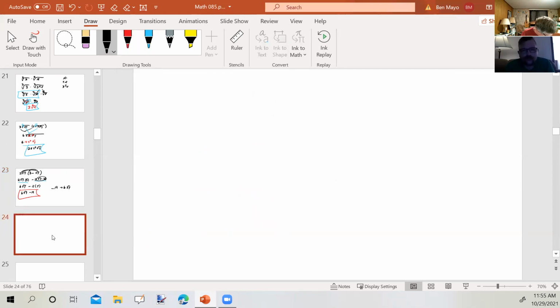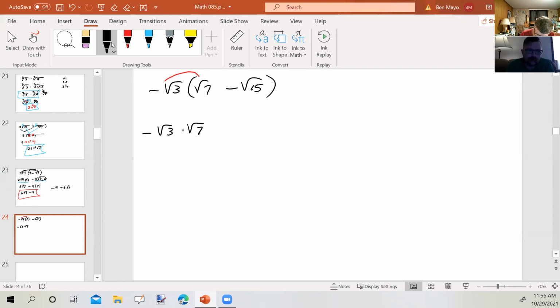Okay, how about this one? Negative the square root of 3 times the quantity square root of 7 minus the square root of 15. Okay, so we're going to distribute. That's going to give us negative the square root of 3 times the square root of 7, which is negative the square root of 21.